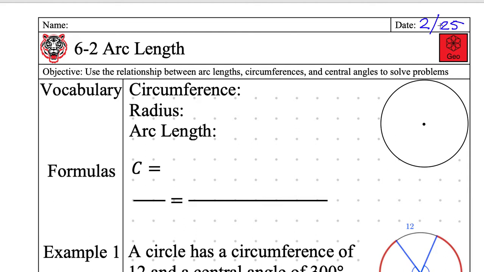Use the relationship between arc length, circumferences, and central angles to solve problems. There it is. And there is a very strong relationship between those things. Let's talk about it. So first, some vocab. If I talk about circumference, does anyone know what the circumference is? A way to define circumference?